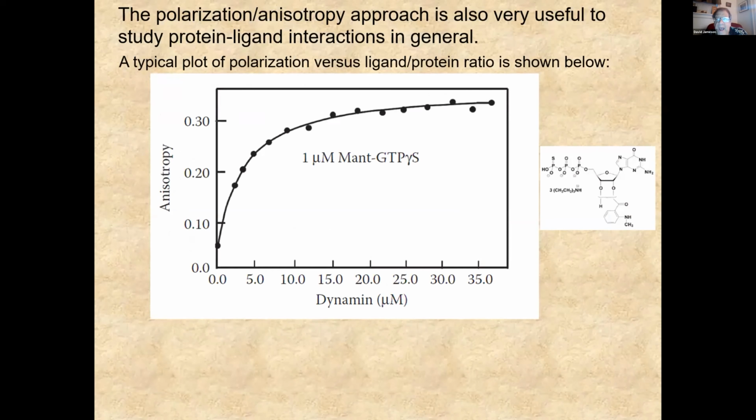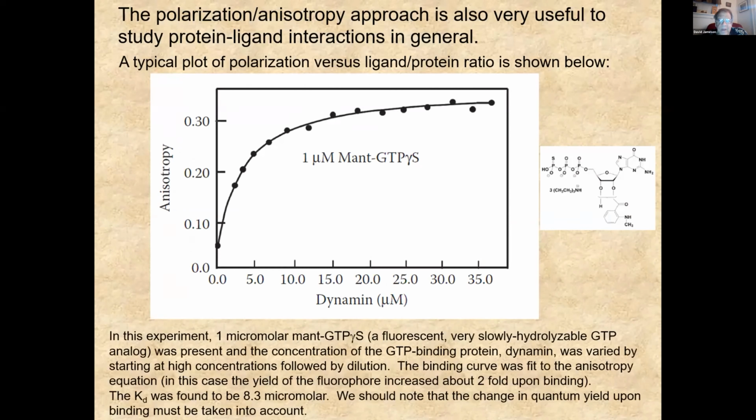Also, for ligand binding, it's a wonderful method. Here we see a fluorescent GTP analog binding to dynamin, a GTP binding protein. If you have 1 micromolar of this fluorescent GTP, and we increase the dynamin, we titrate up and we get a beautiful binding isotherm. And we can get a KD from this.